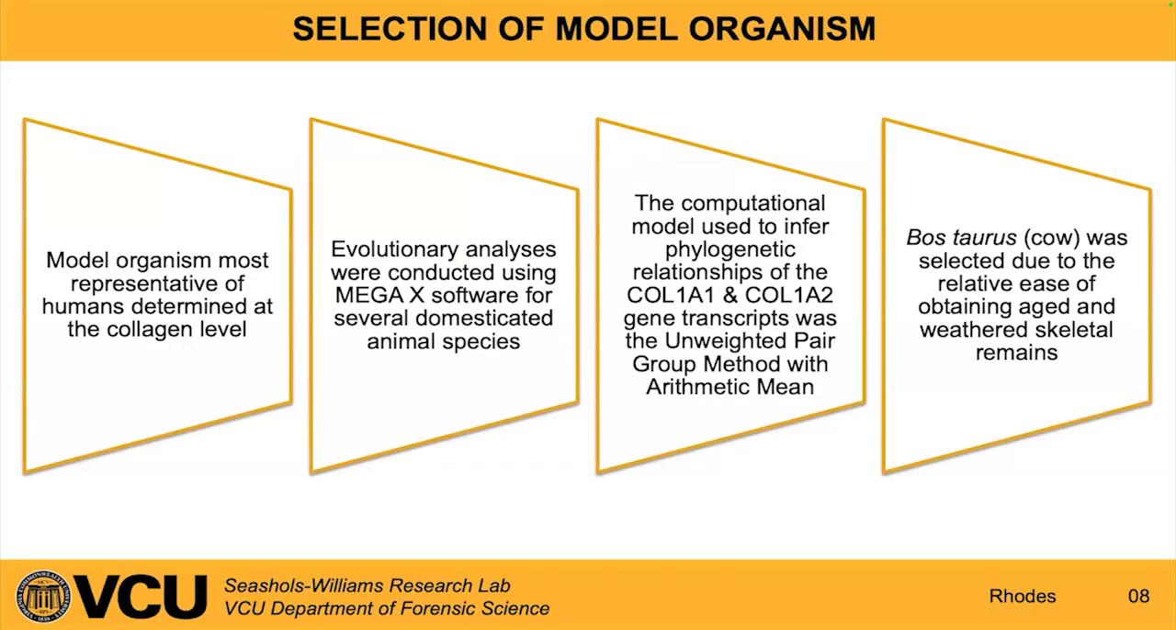So first, we needed to select an organism that was most representative of humans, and this was determined at the collagen level. We performed evolutionary analyses of several domesticated animal species using MEGA X software to infer the phylogenetic relationship of 2 collagen gene transcripts. While we found that dog followed by cat shared the closest relationship to human, cow was the 3rd most similar, and given its dimensions and the relative ease of obtaining aged and weathered skeletal cow remains, we selected cow for this work.